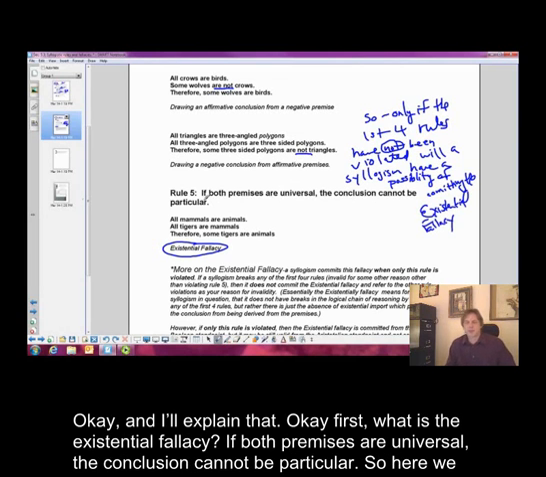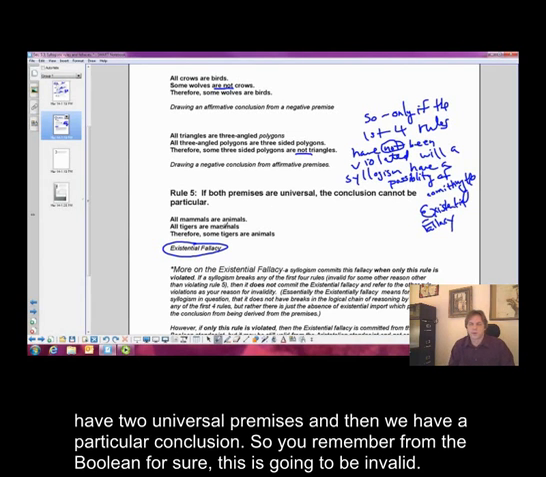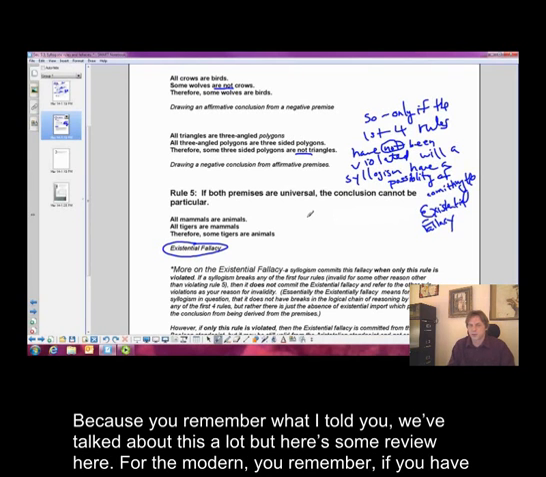Okay, and I'll explain that. First, what is the existential fallacy? If both premises are universal, the conclusion cannot be particular. So here we have 2 universal premises, and then we have a particular conclusion. So you remember from the Boolean for sure, this is going to be invalid. We've talked about this a lot, but here's some review.